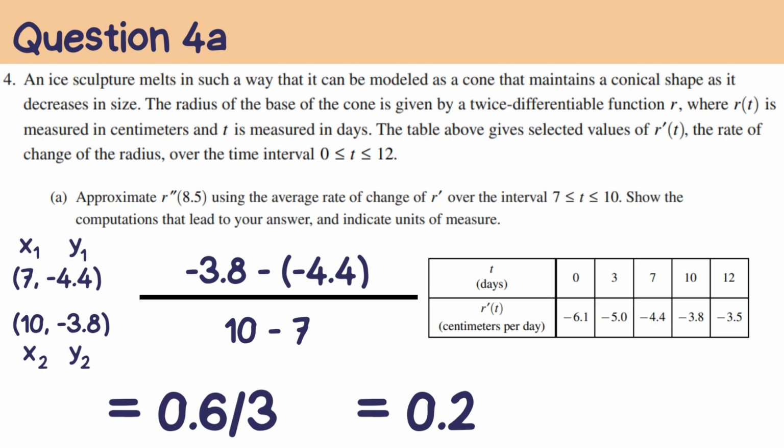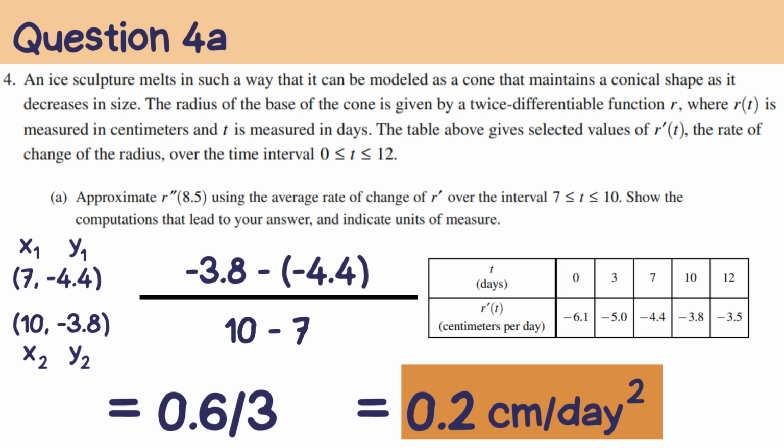Now for units, the 3.8 and 4.4 on the top were in centimeters per day, and the 10 and 7 were in units of days, so it would be centimeters per day divided by day, which is centimeters per day squared as your units. Now for the points, I'm thinking a single point for the correct answer and another point for the correct units. Okay, on to question 4b.